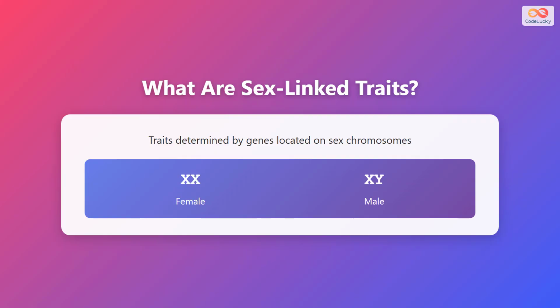Sex-linked traits are characteristics determined by genes located on the sex chromosomes. Remember that females have two X chromosomes, written as XX, while males have one X and one Y chromosome, written as XY. This difference in chromosome composition creates unique inheritance patterns that we'll explore throughout this lesson.